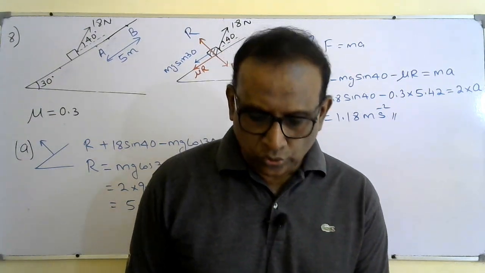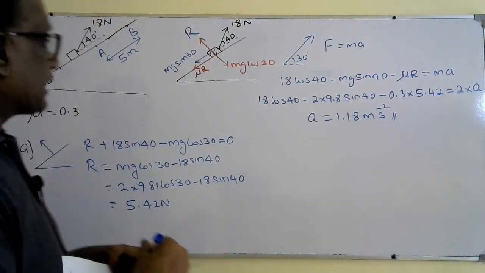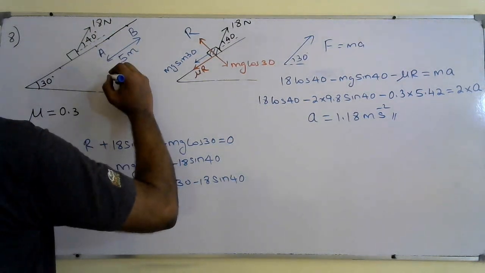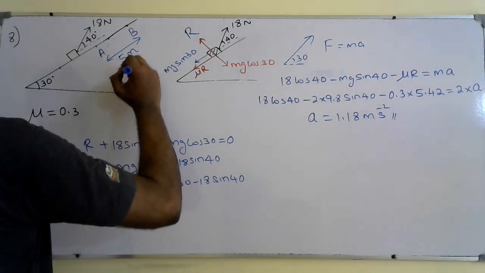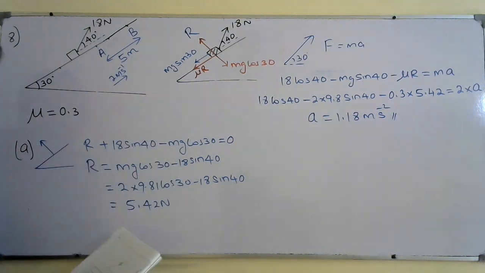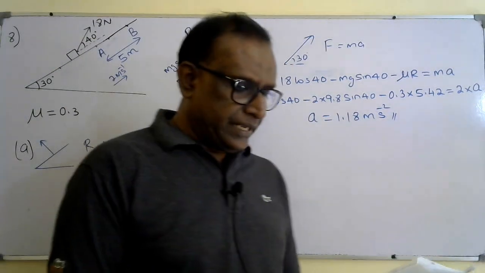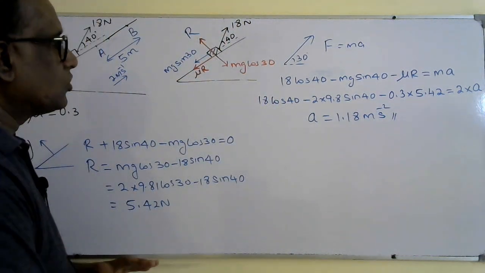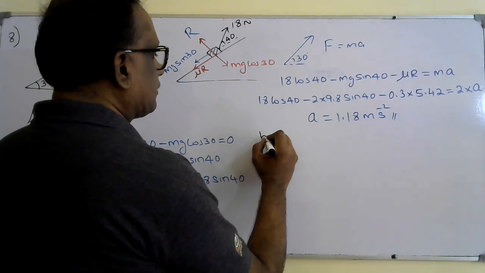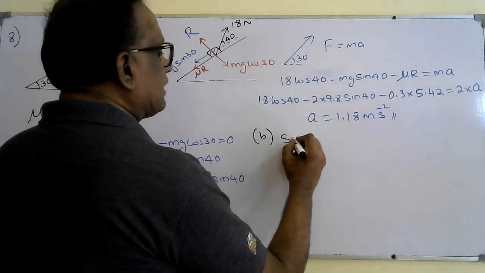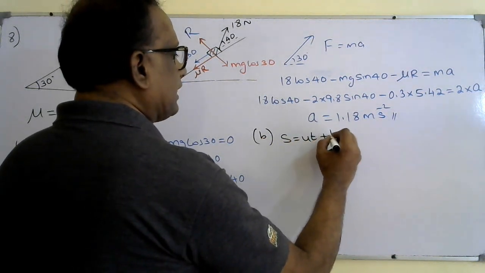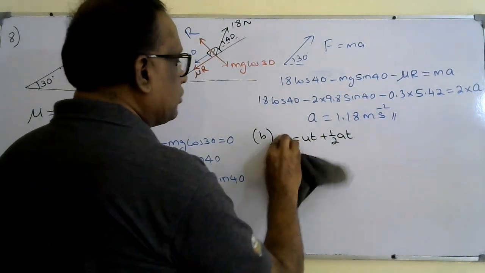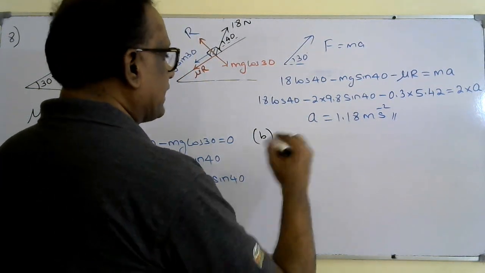P passes through A with a speed of 2 meters per second. So at A, the speed is 2 meters per second along the slope up. The question is, find the speed of P as it passes through B. So we know the acceleration. For B part, we can use s equals ut plus half at squared. Oh sorry, we don't know the time, so we'll use v squared equals u squared plus 2as.